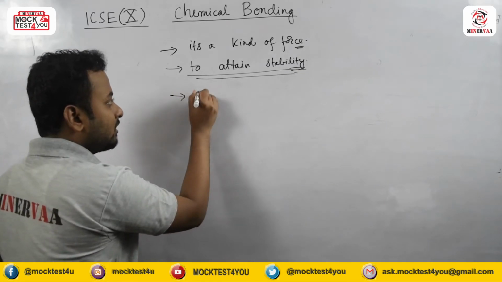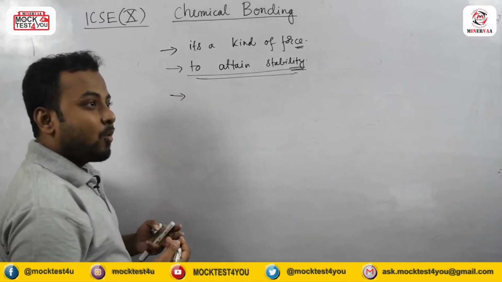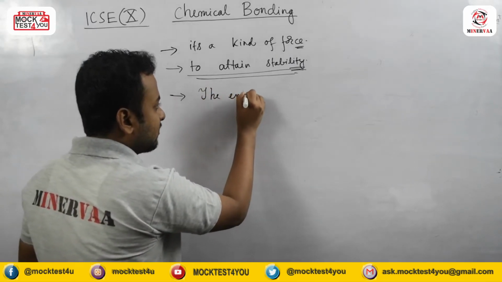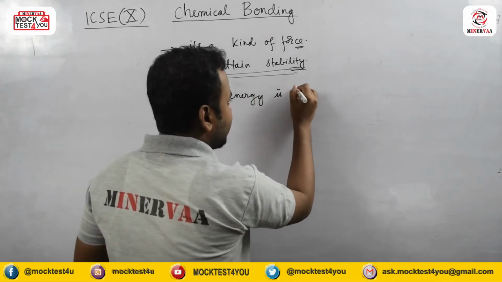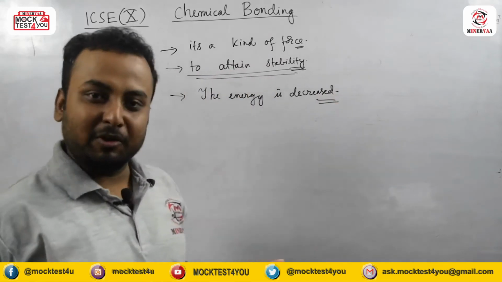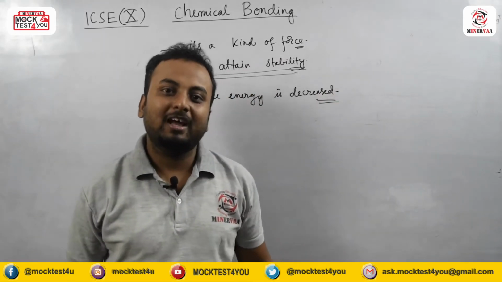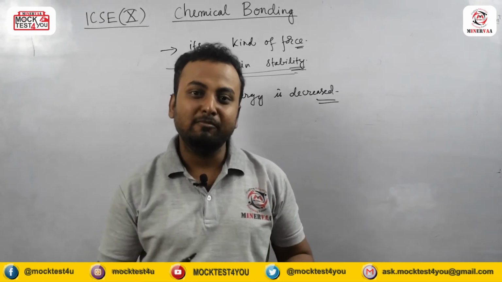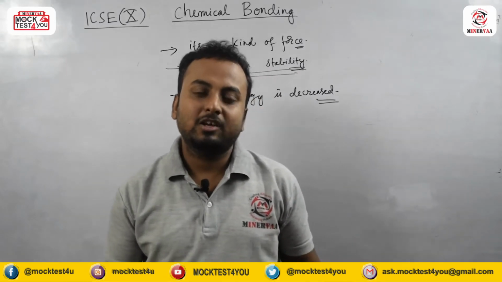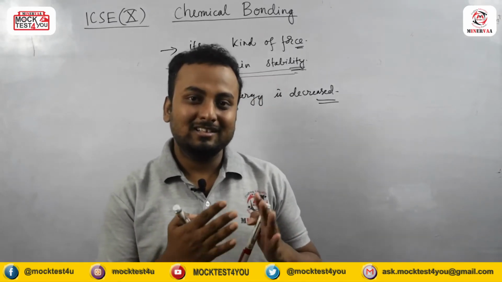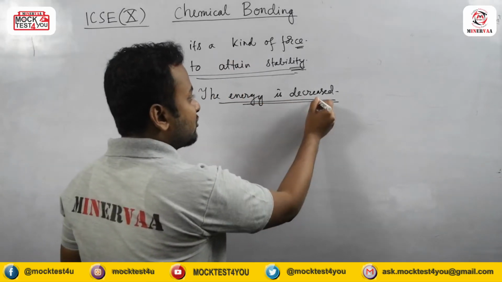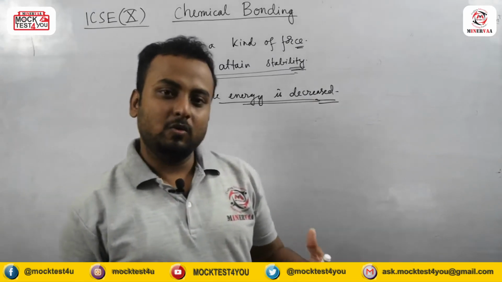What happens when they attain stability? The energy is decreased. We can understand this with a normal example. Suppose you have gone to play cricket, or you came home after playing. After playing you become so tired and weary and you want to take rest. That is the position where your energy is decreased. Everyone wants to take some rest.